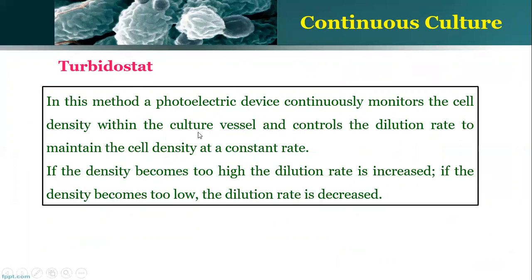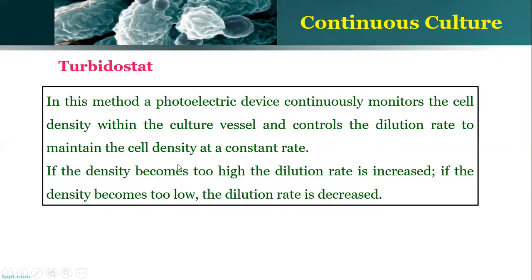Here, this culture vessel turbidity is controlled by dilution rate to maintain the cell density at a constant rate. If the density becomes too high, the dilution rate is increased. Once the turbidity has been measured, the cell density is indicated. In a photoelectric device, you measure the cell density as the inverse of turbidity.